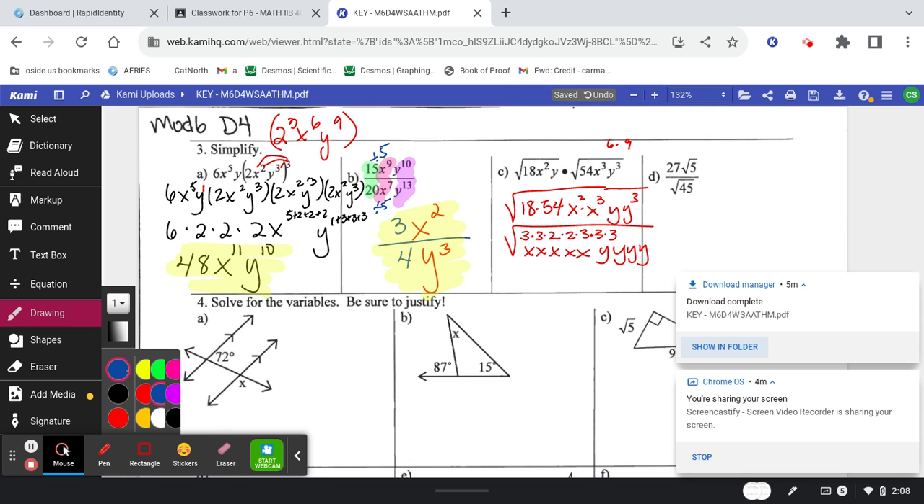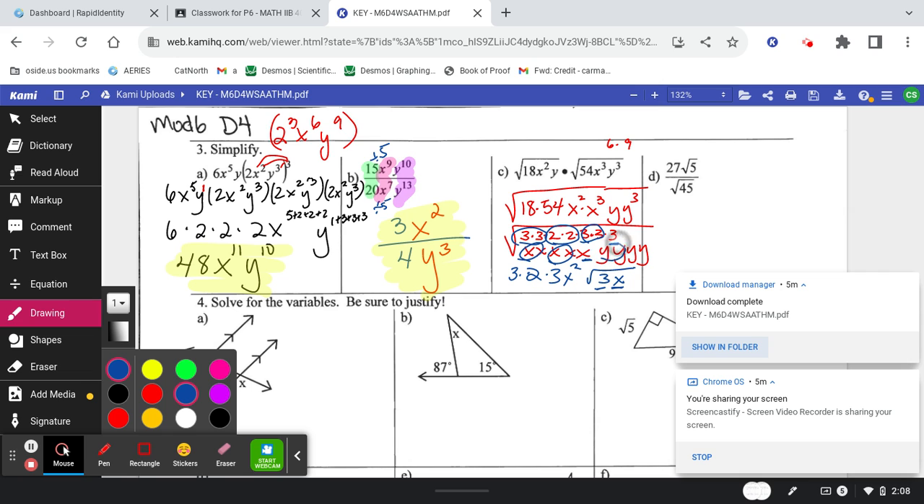What am I looking for here? I'm looking for groups of 2. A group of 2, a 3 can come out. Another group of 2, a 2 can come out. A group of 3, another 3 can come out. See that little 3 over there? No pair, so it has to stay. A group of x, another group of x means we're going to have x squared out here and 1 x left over inside.